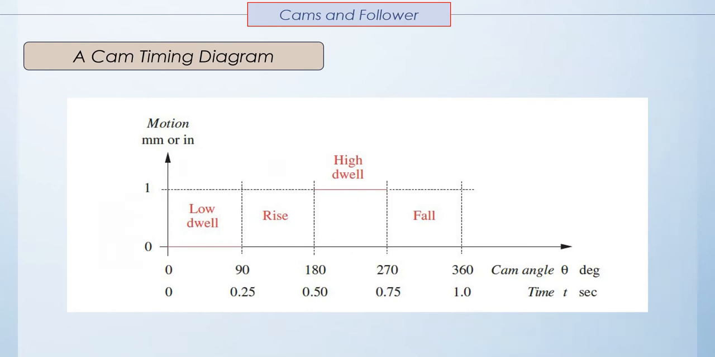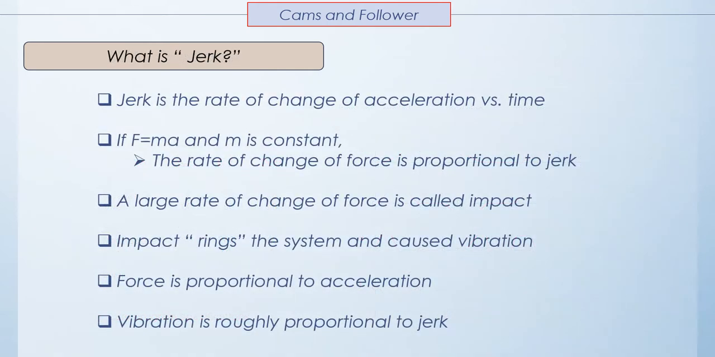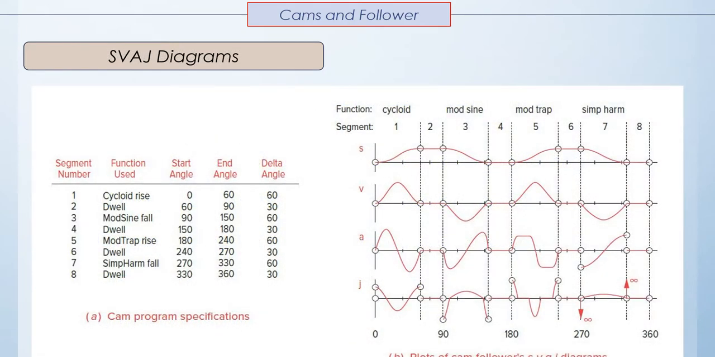Okay, so we have the SVAJ diagram. What is meant by SVAJ? S represents displacement, V represents velocity, A represents acceleration, and J represents jerk.